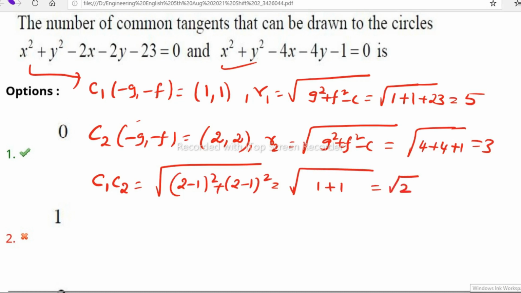C1C2 is equal to root 2. What is R1 minus R2? R1 minus R2 is equal to 5 minus 3, which is 2. Observe that C1C2 is root 2, which is less than 2. So clearly C1C2 is less than mod R1 minus R2.